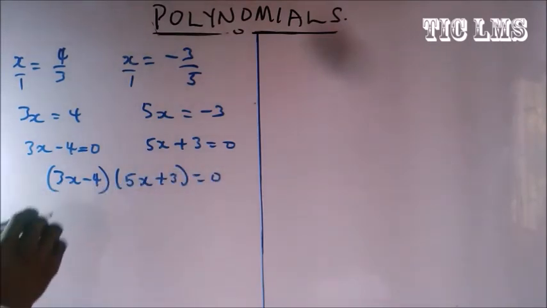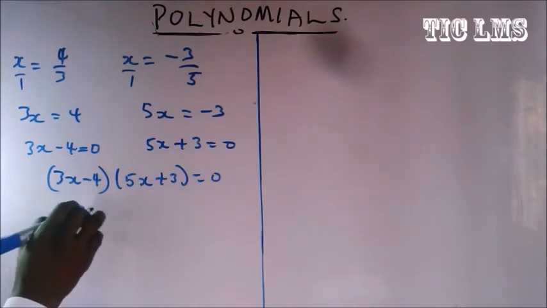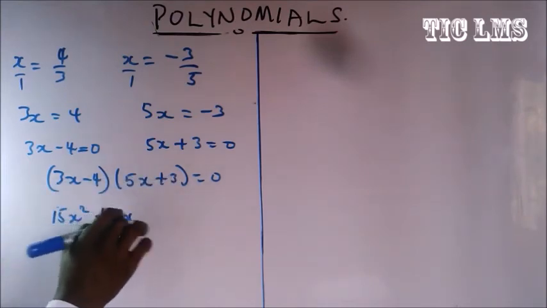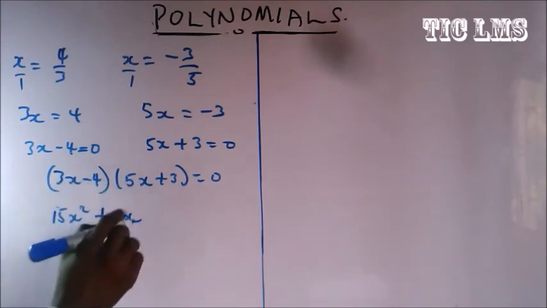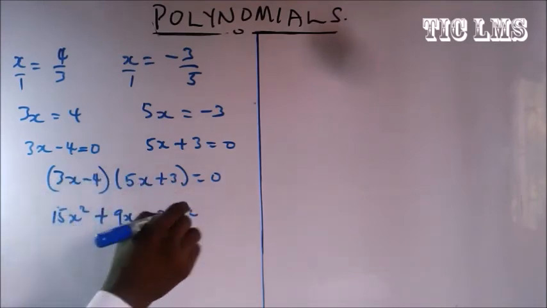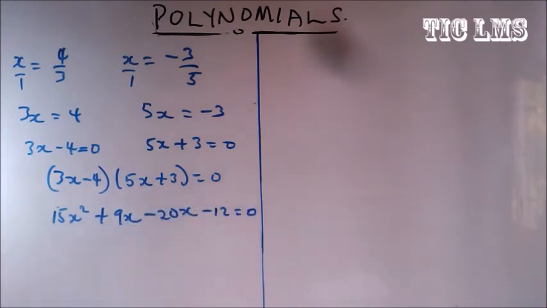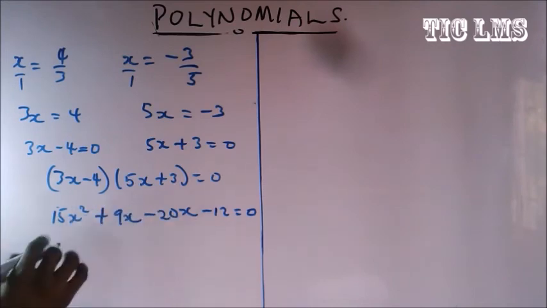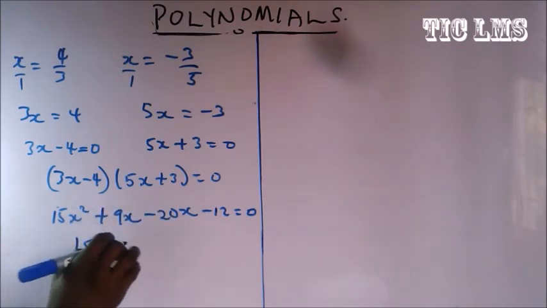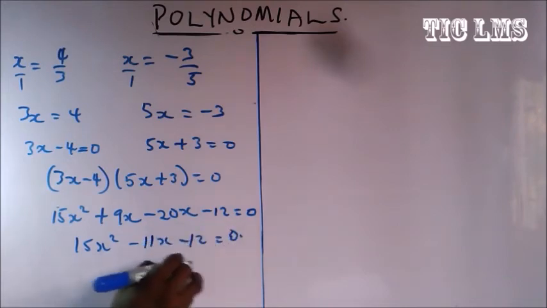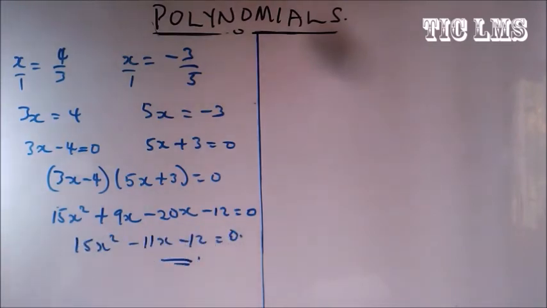3x times 5x gives 15x squared. 3x times 3 gives plus 9x. Minus 4 times 5x gives minus 20x. And then minus 4 times plus 3 gives minus 12 equal to 0. Now you collect the like terms. 9x minus 20x. So here we have 15x squared minus 11x minus 12 equal to 0. So this is a polynomial.